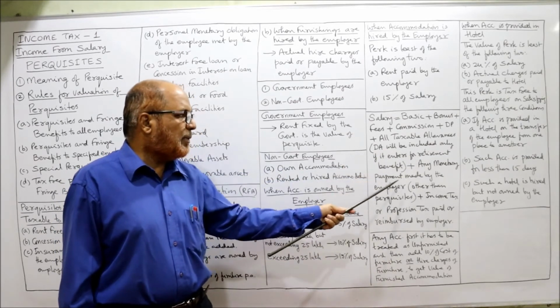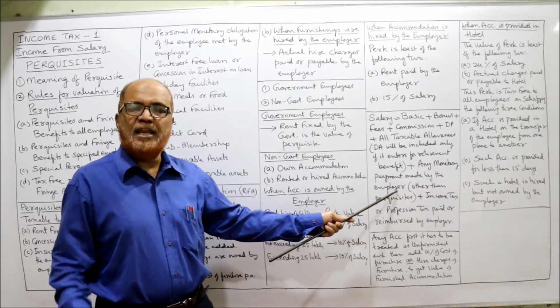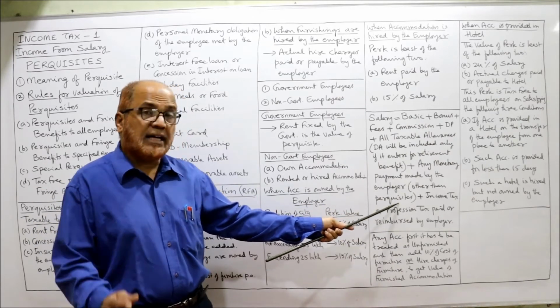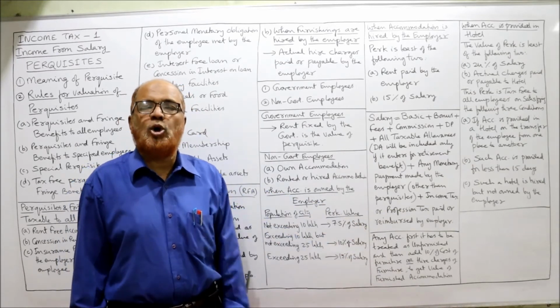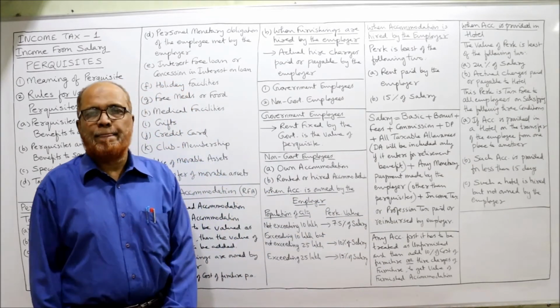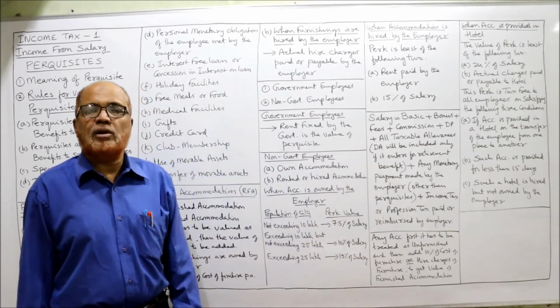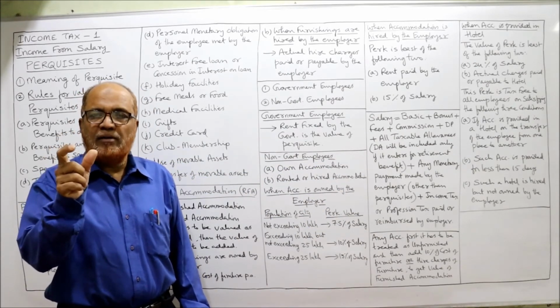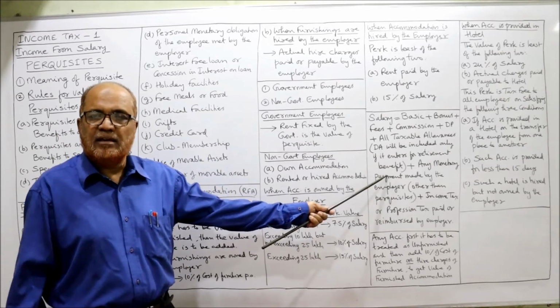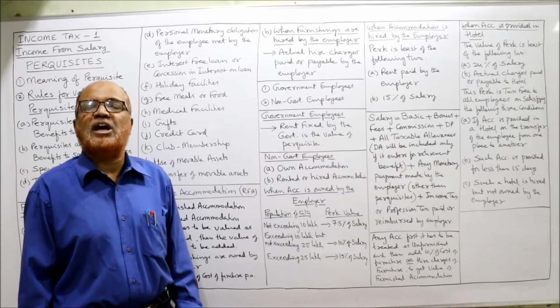Any monetary payment made by the employer other than perquisites. And income tax or profession tax paid or reimbursed by the employer. So this is the definition you have to remember. Again I repeat, very important provision you have to remember. Without finding out salary, you cannot find out rent-free accommodation value.